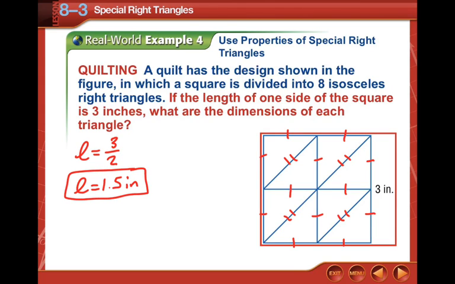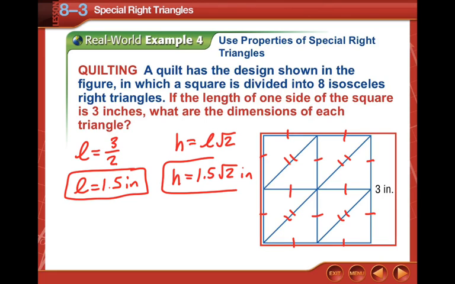So we got our legs, so now we need to find our hypotenuse. We know that h is equal to L square root 2. So h is equal to 1.5 times square root of 2. And the unit's inches. We'll just leave it as a square root. So there we go. That is our dimensions for our triangles.